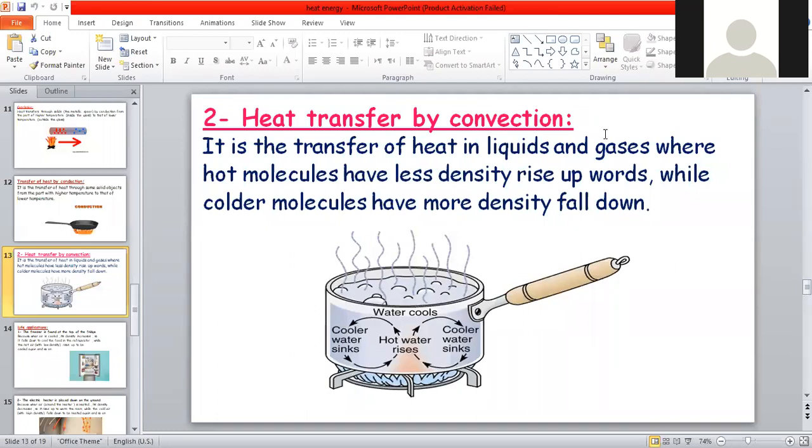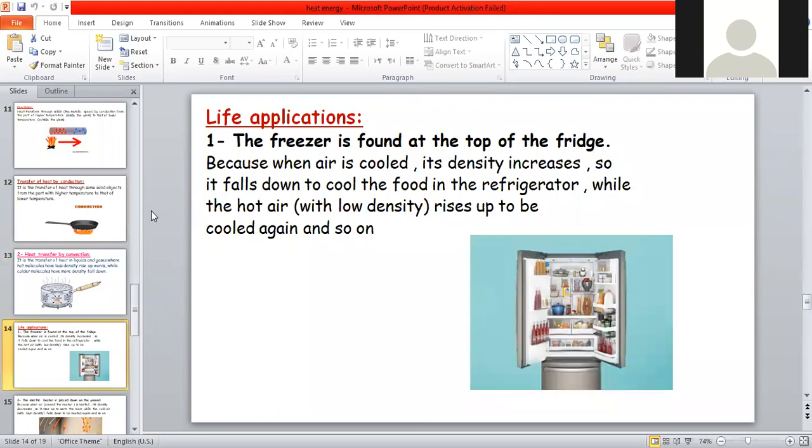So we have some live applications about heat transfer by convection through air or liquids. Like number 1, the freezer. The freezer is found at the top of the fridge. Why? Why in our refrigerator is the freezer found at the top?